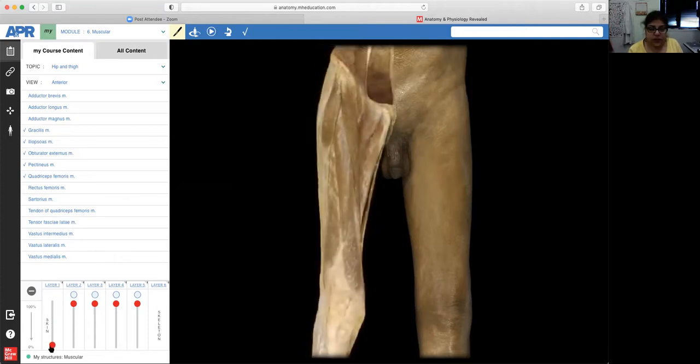Okay, so let's start dissecting. So we are doing the right side. Okay, so there you started this. So this is called iliopsoas. So that is, if you remember, close to the ilium, right?